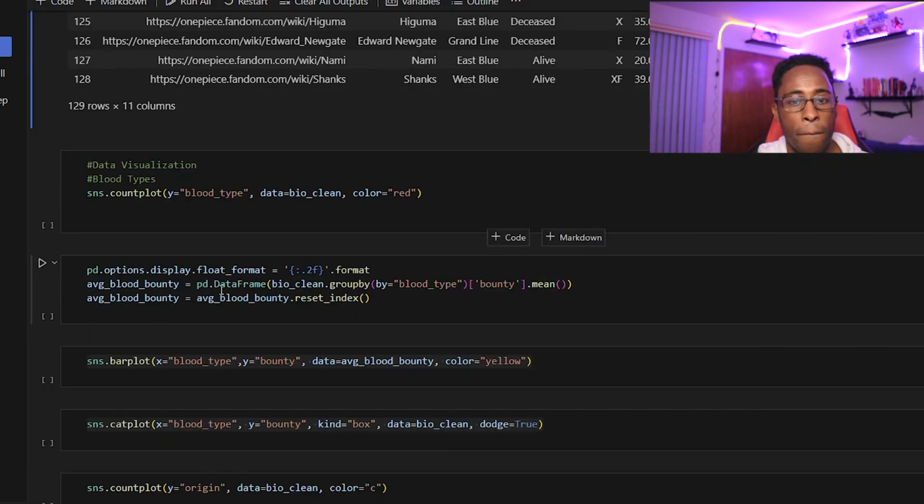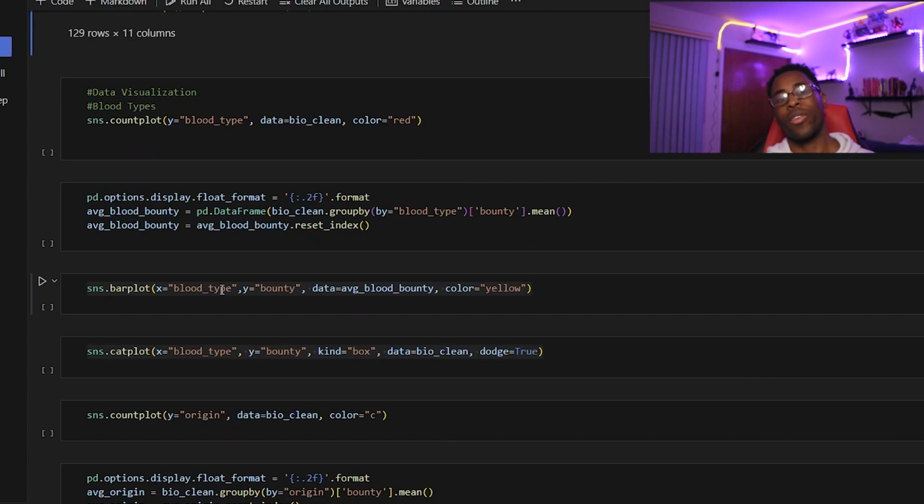So now we're going to start with some data visualization. We're going to do kind of univariate analysis and then bivariate. So what I mean by that, we'll look at individual variables first, specifically categorical variables, and then for the bivariate analysis, we'll look at numerical variables and how they correlate or do not correlate with bounty.